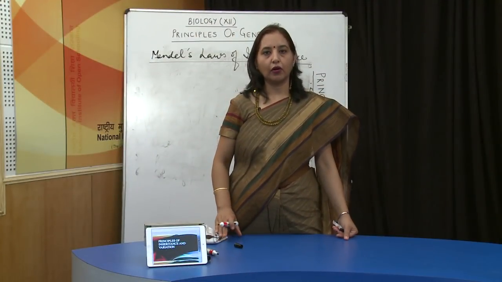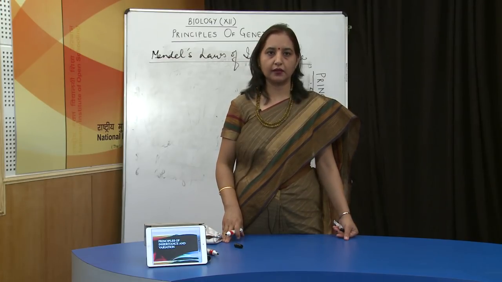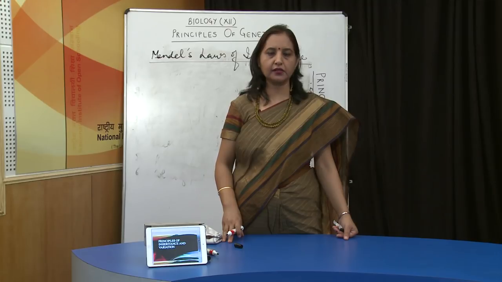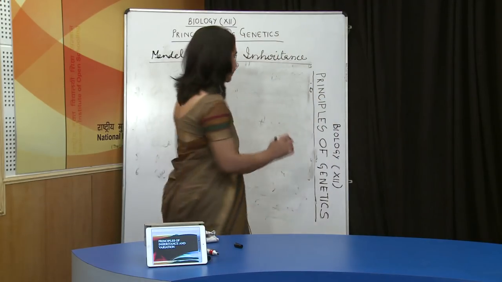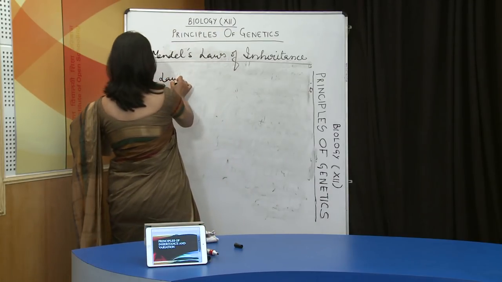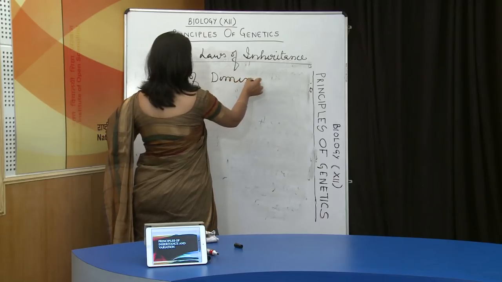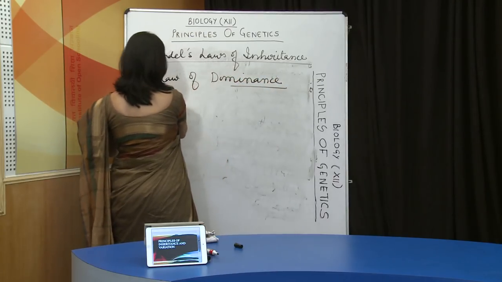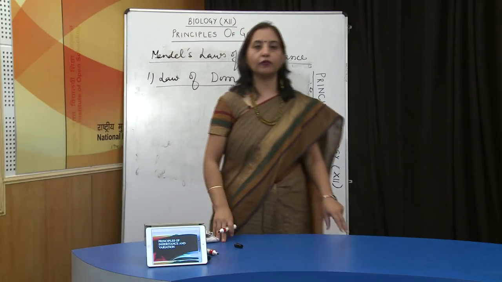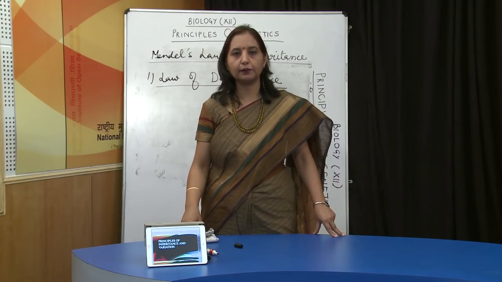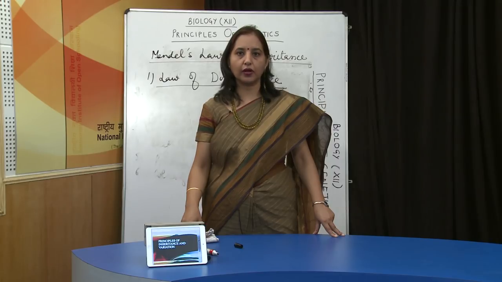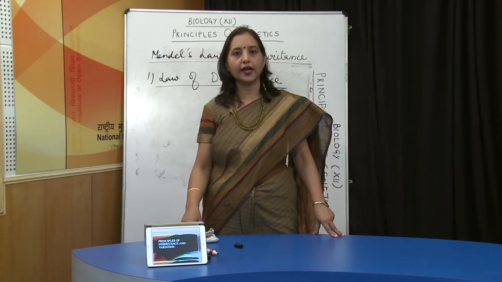After making all these studies, Mendel finally gave 3 laws of inheritance, which are today known as Mendel's laws of inheritance. We'll talk about these laws one by one. The very first law is the law of dominance. According to the law of dominance, out of 2 contrasting pair of characters, only one appears in the first generation, and that's called the dominant trait. The other one, which remains hidden or is not expressed, is called the recessive trait.